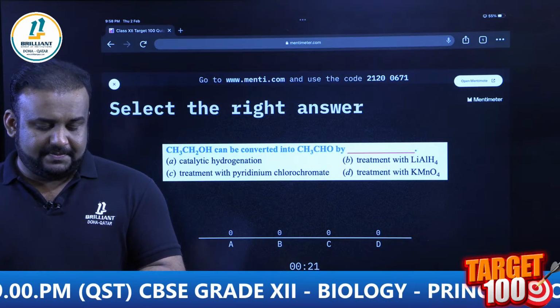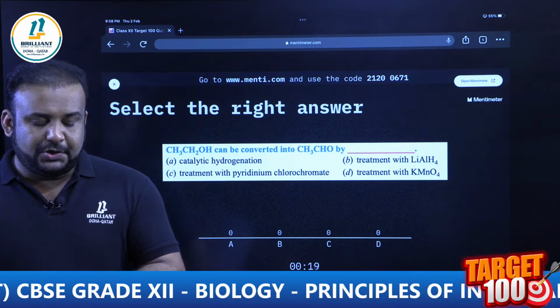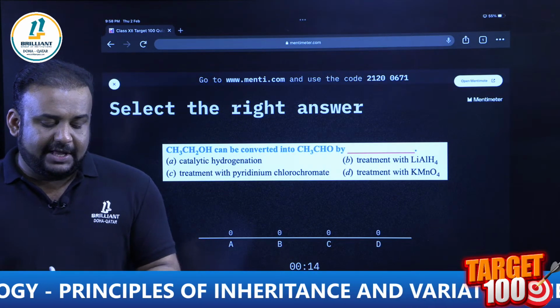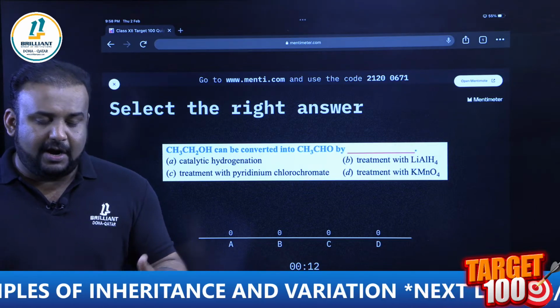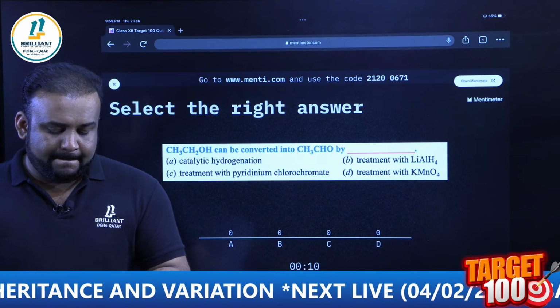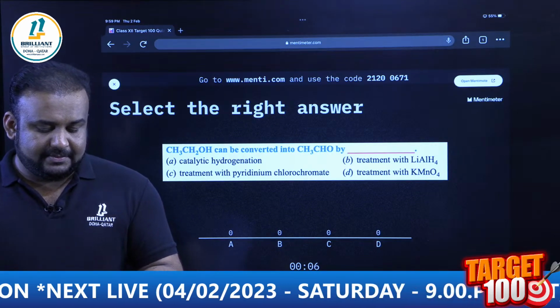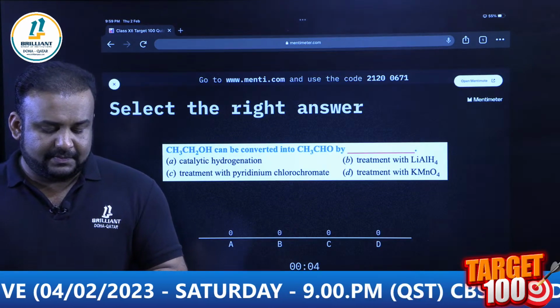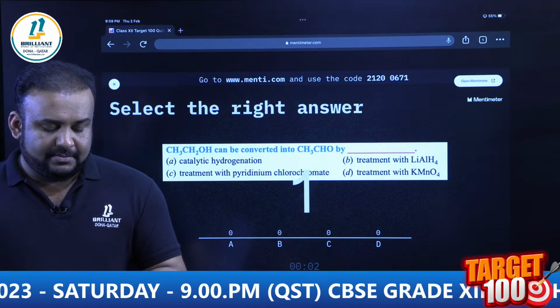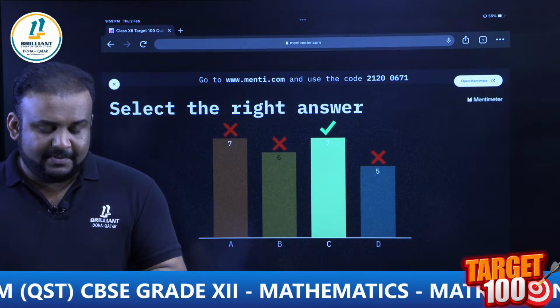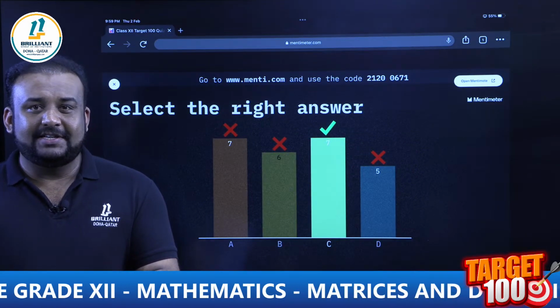Select the right answer. CH3CH2OH can be converted into CH3CHO. Ethanol can be converted into ethanal by... Come on, you have 9 seconds left. Yes, time up. You can see the answer is C.